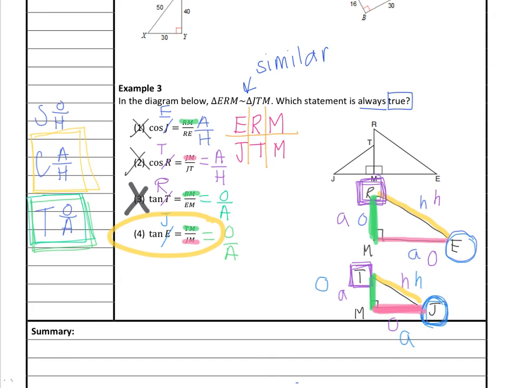So that's it for skill 1. I know it's a lot of information, but really what you gotta know is your SOHCAHTOA: sine, opposite over hypotenuse; cosine, adjacent over hypotenuse; tangent, opposite over adjacent; how to set up trig ratios, and we're gonna look at solving them next time.